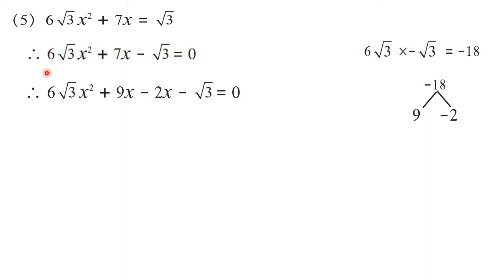First term as it is. See, the middle term is split: 9x minus 2x. And the last term as it is, minus 3 is equal to 0. Okay, this step is very much important. Now after this, the next task is to take out common. Once again, you can find that here irrational numbers are there. So taking out common is a little bit difficult here.